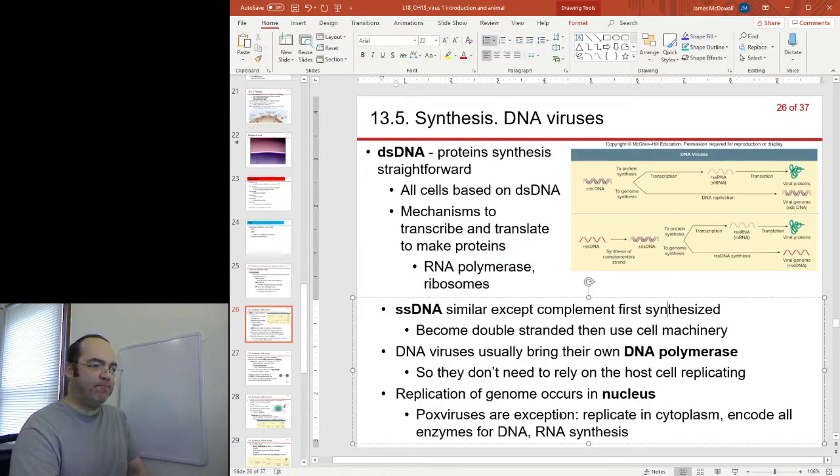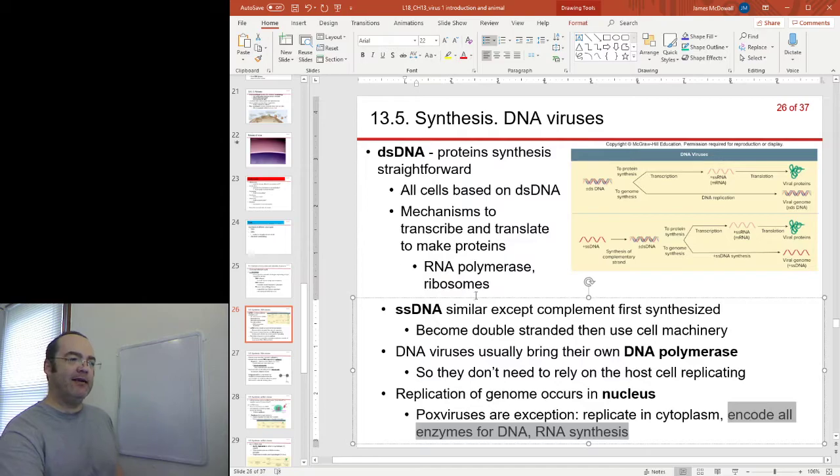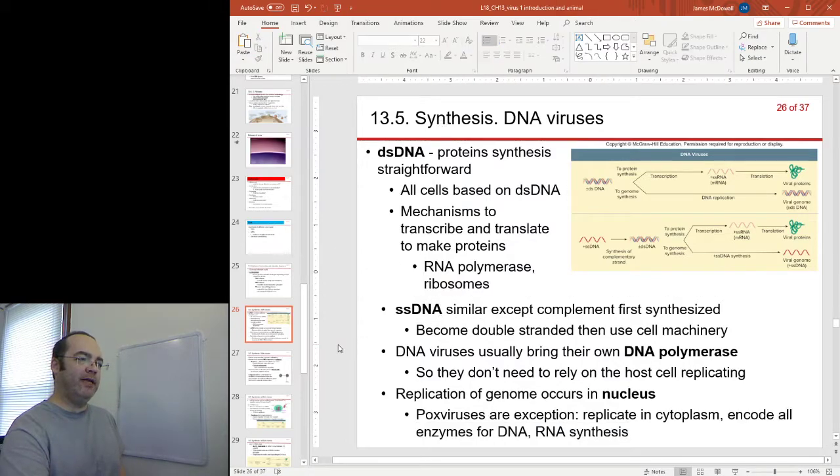There are some exceptions. Pox viruses replicate in the cytoplasm because they bring with them all the stuff they need. They don't rely on the host cell for any of the machines. They only rely on the host cell for the component parts.